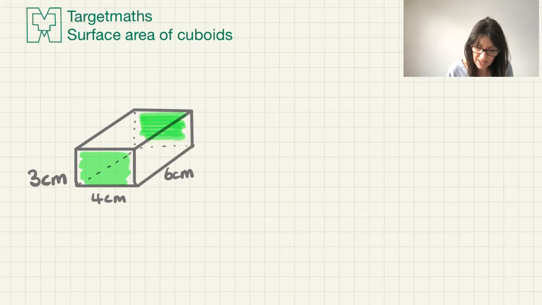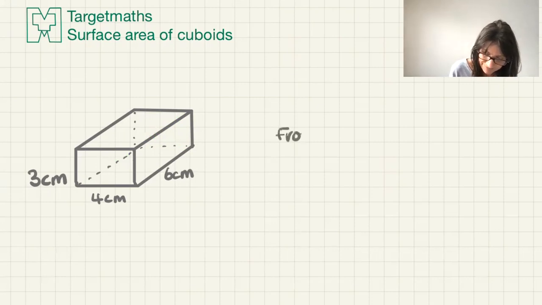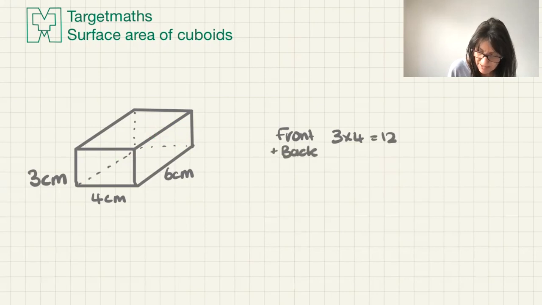So we're just going to undo that. Here we go. So the front is 3 times 4, which is 12. Plus the back means times it by 2, double it, put the 2 12s down, whatever works for you. And I've got a final answer of 24 for the front and the back.